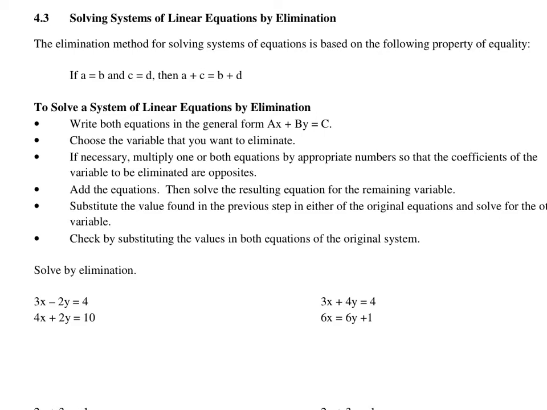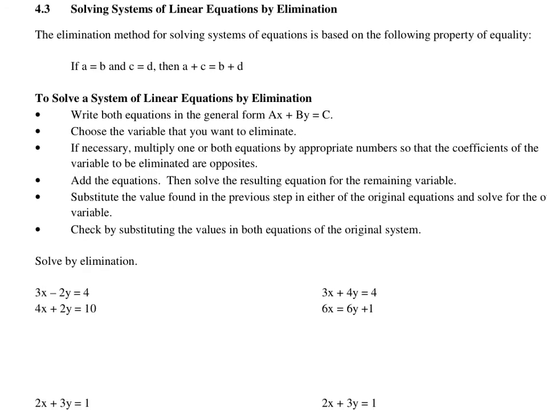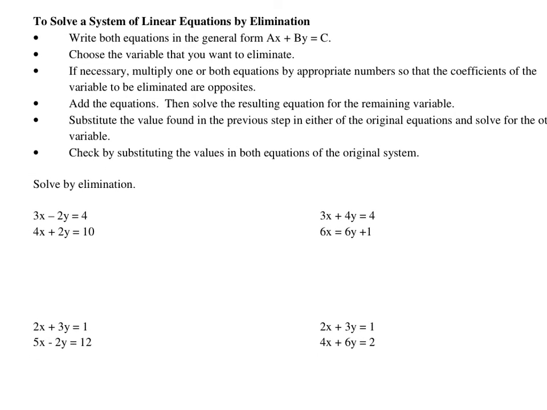You can add two equations together, the left sides and the right sides, and you get another equation that should be equal also. So what we're going to do is write both equations in the general form, ax plus by equals c. Then we're going to choose the variable that we want to eliminate. Usually one variable will be easier to eliminate than the other, and we'll talk about that as we look at the example problems. We may have to multiply one or even both equations by an appropriate number so that the coefficients of the variable to be eliminated are opposites.